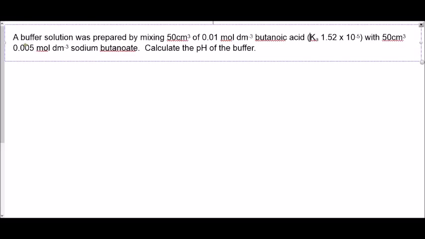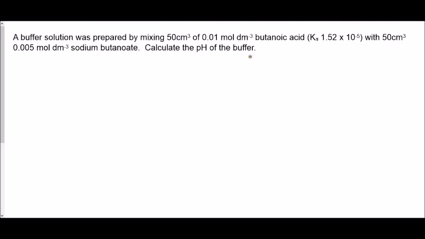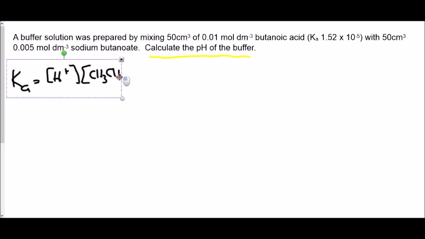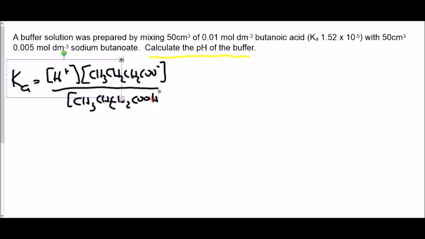In this question, we've got some data about a buffer made using butanoic acid, and the question is asking us to calculate the pH of the buffer. Pause the video now whilst you have a go at this question. Okay, so we're going to start off with that Ka expression again. So in this case, I'm not going to use HA because I've been told that it's butanoic acid. So my Ka expression would look like this. I'm going to need to rearrange this to give me H+.